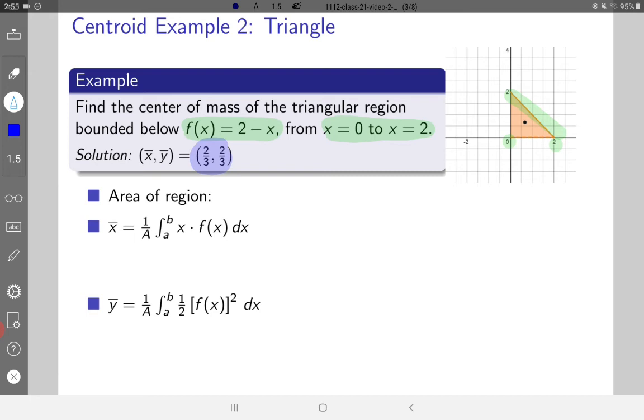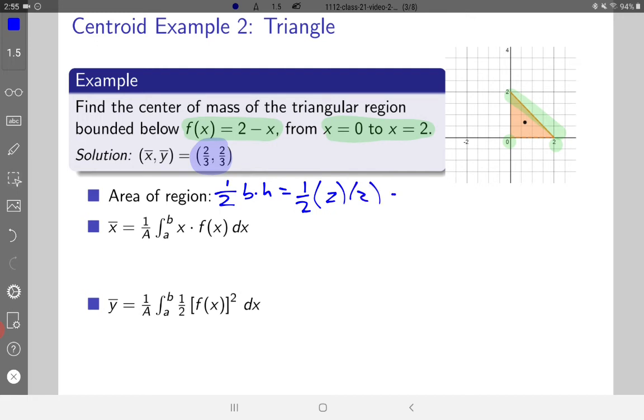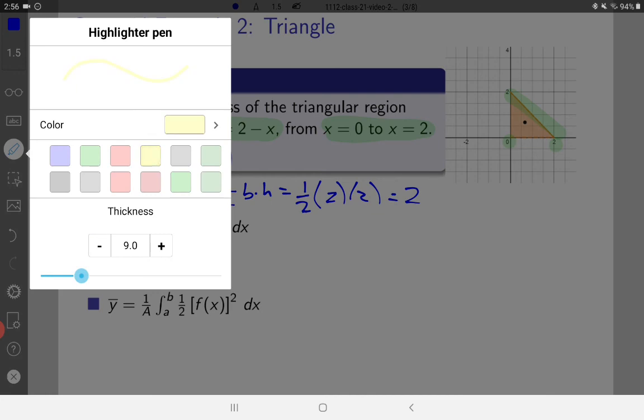The area of the region is something I will need because that's the A in those two formulas down below. So let's do that first. Still, I don't need any integration here. I know that the area of a triangle is 1/2 base times height, which in this case is 1/2. The base is 2, 0 to 2. The height is also 2. So in this case, the area is exactly 2. So when I start evaluating this x bar integral down here, I'm going to have 1 over 2. That's the area that we just calculated here.